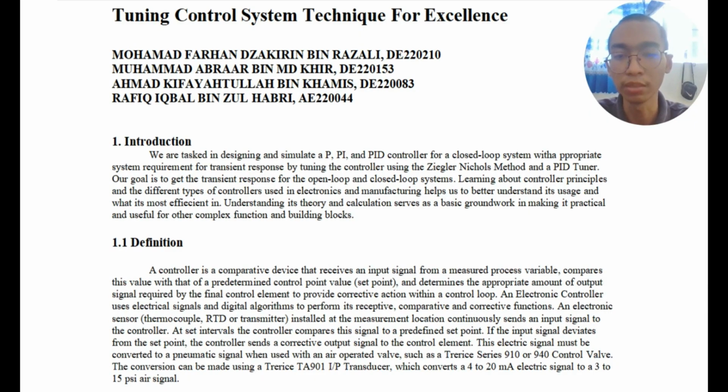Assalamualaikum, we are Group 7, tasked with designing and simulating a PID controller circuit for a closed-loop system. By definition, a controller is a comparative device that receives an input signal from a measured process variable, compares this value with a predetermined control point value or set point, and determines the appropriate amount of output signal required by the final control element to provide corrective action within a control loop.